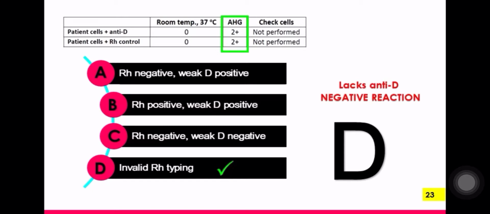The reaction of the Rh control serum with the cells that you see is not due to anti-D reacting with the D antigen on the cells, but is actually due to an interaction of the high protein matrix of the anti-D reagent. Therefore, the positive reaction with the Rh control serum prevents the interpretation of the presence or absence of D antigen. So we cannot tell if the patient is Rh positive or negative, or weak D positive or weak D negative. The answer would have to be invalid Rh or D typing.